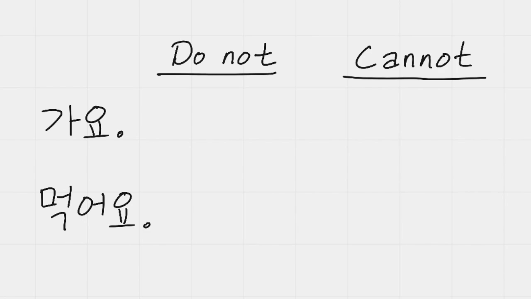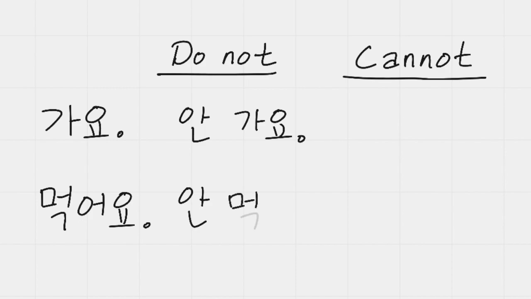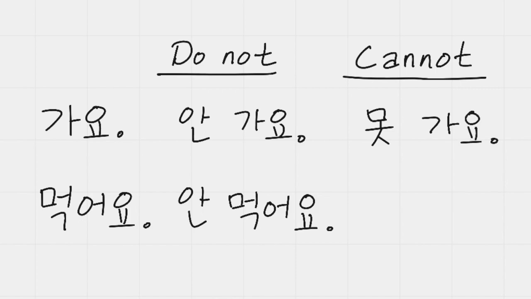And if you want to say I don't go, I don't eat, then you just place 안 right before the verb. 안 가요 or 안 먹어요. But if you cannot go or you cannot eat, then it will be 못. 못 가요. 못 먹어요. Okay.